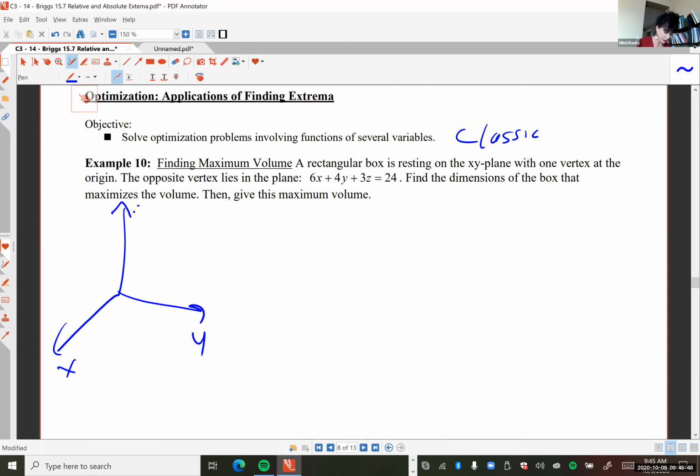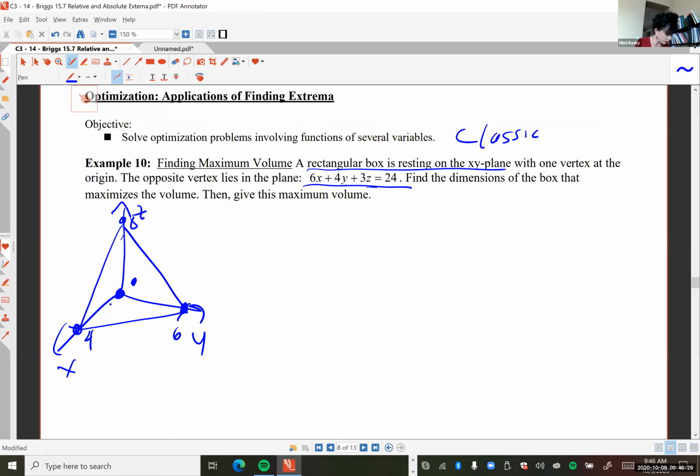Let's say you have the XYZ coordinate system, and you're trying to figure out how to maximize the volume of a box. It's sitting on the ground, where the ground is your XY plane, where one of the vertices here is at the origin. And the opposite vertex lies in this plane. You guys remember how to graph planes? You figure out the x-intercept, so you set y and z equal to 0, and I get 4 as the x-intercept. To get the y-intercept, you simultaneously set x and z equal to 0, and I get 6 as the y-intercept. And the z-intercept is 8. And then here's the portion of the plane anyway. So the opposite vertex of this box lies in that plane.